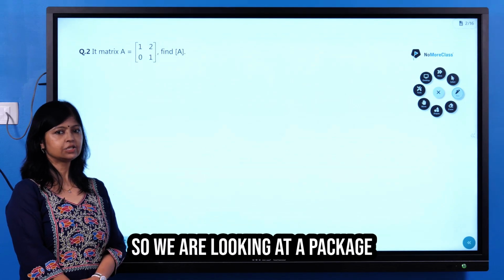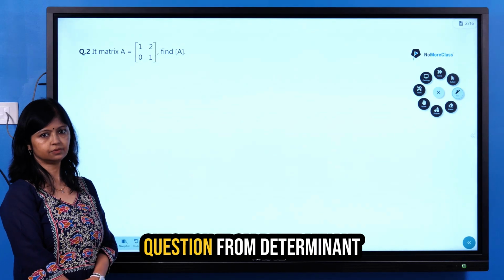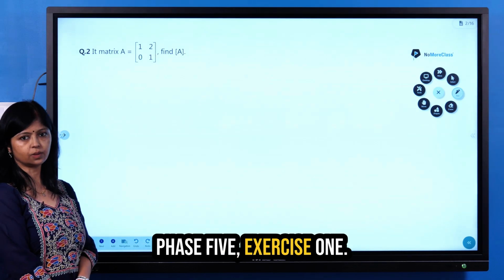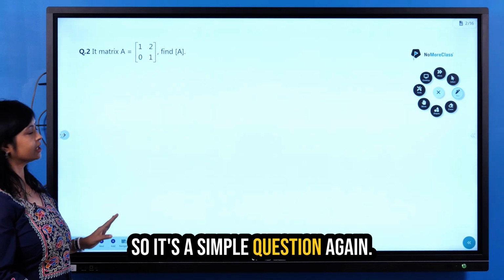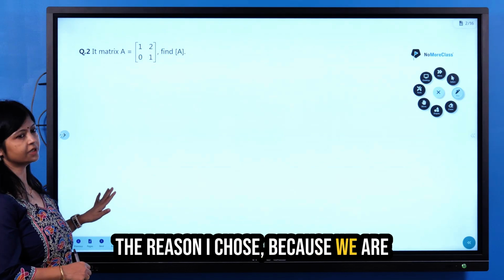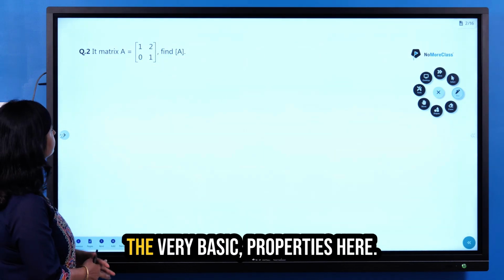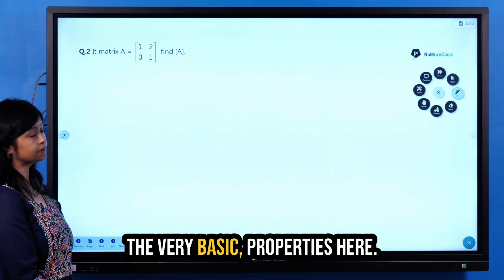Hello everyone. So we are looking at the package question from Determinant phase 5 exercise 1. It is still question number 2. So it's a simple question again. The reason I chose it is because we are doing this and also revising the very basic properties here.